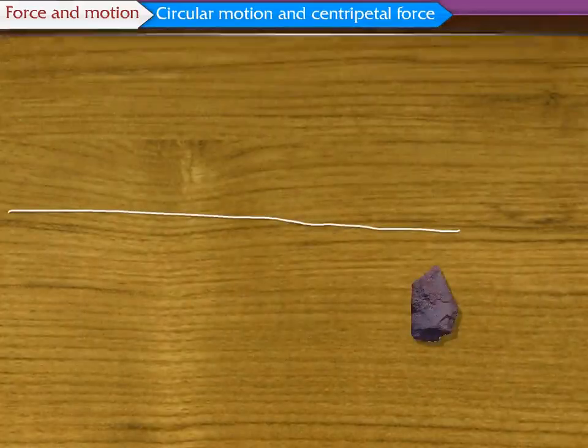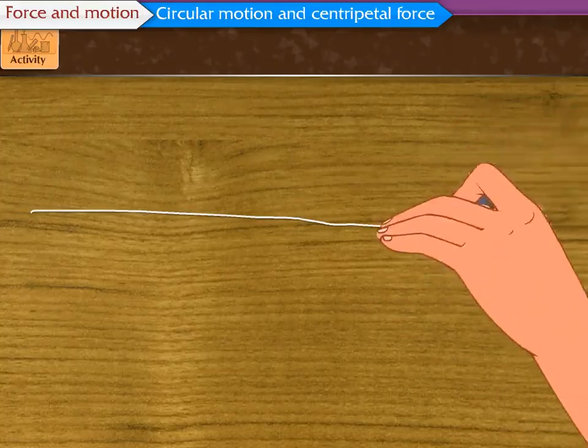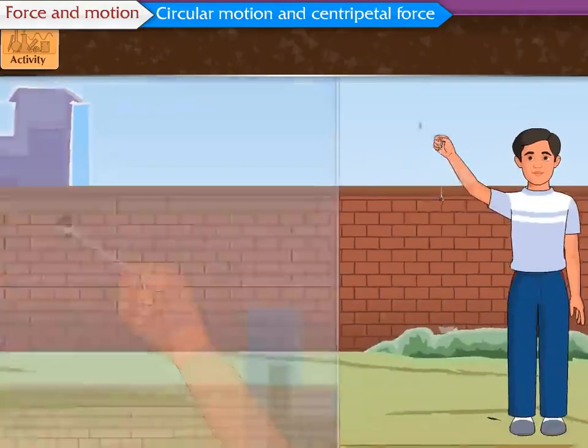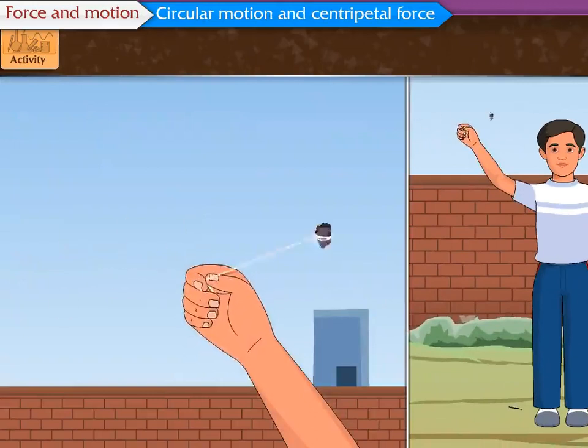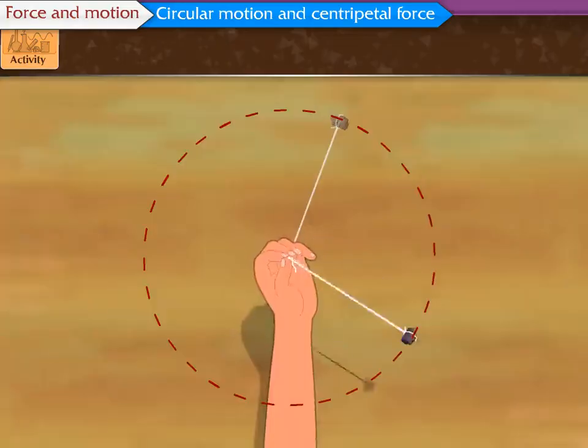Let us first perform an activity. Let us tie a stone to one end of a string. Now take the other end of the string in the hand and rotate the string so that the stone moves along a circle. On the stone, moving along a circular path, we are applying a force. As long as we are holding the string, we are pulling the stone towards us, that is, towards the center of the circle.